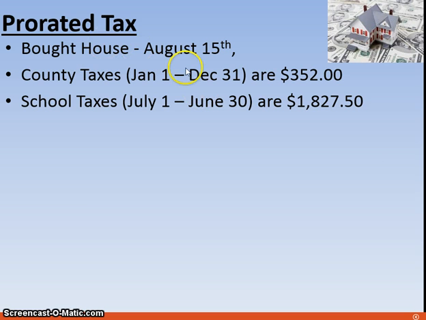We're buying the house on August 15th. The county tax dates run from January 1st to December 31st and total $352. So in a full year, we would have to pay this much. But since we are buying the house in here, we do not have to pay the full amount. The seller is going to pay part of it. School taxes, which run July 1st to June 30th, total this amount. And notice this is still in between these dates.